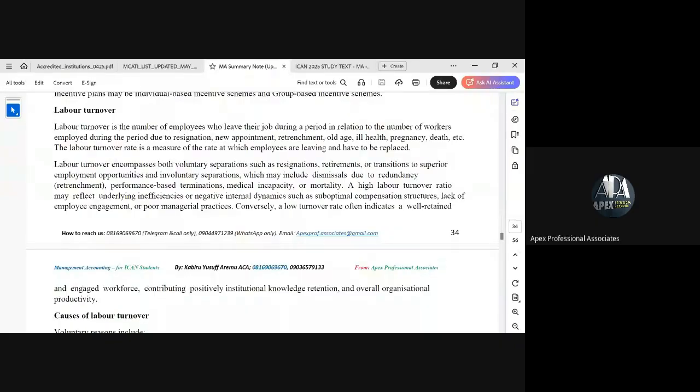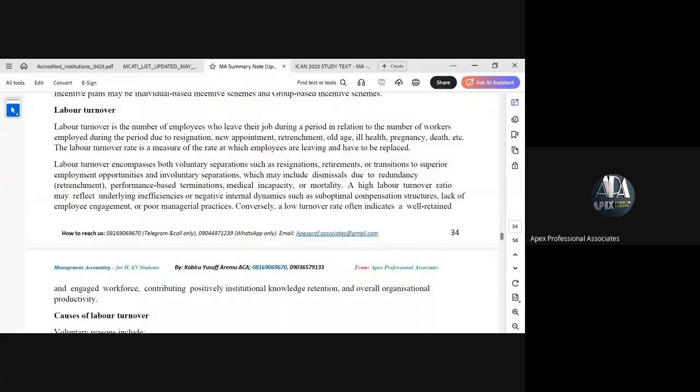How do you get that? What is the answer? 3 over 12.5 multiplied by 100. What is the percentage? We're looking at the turnover rate here. 24%. Yes, that is how to calculate labor turnover rate.